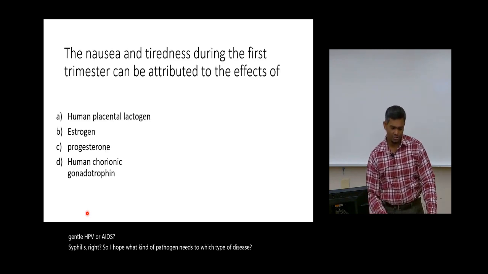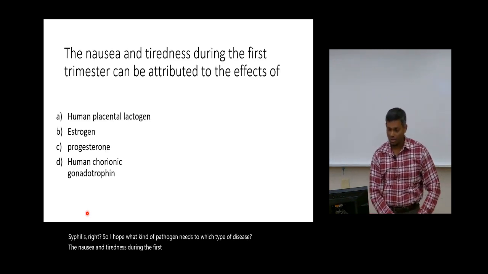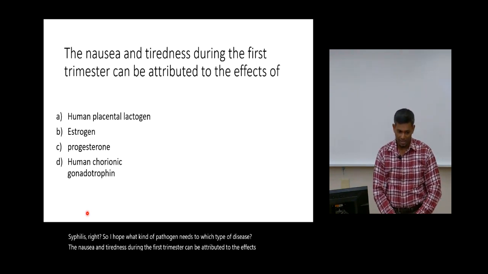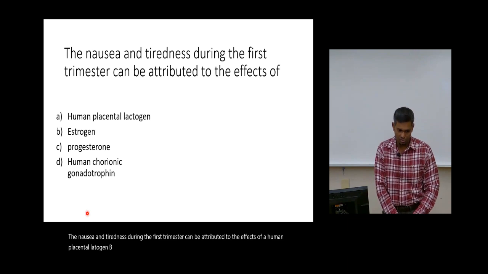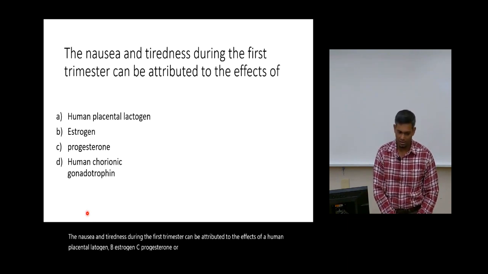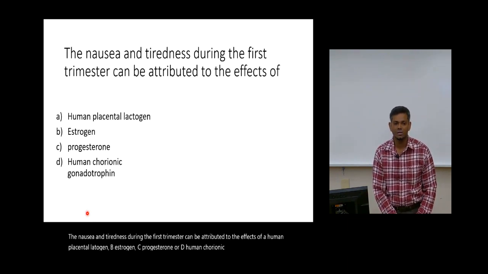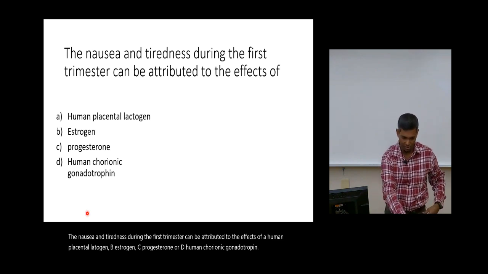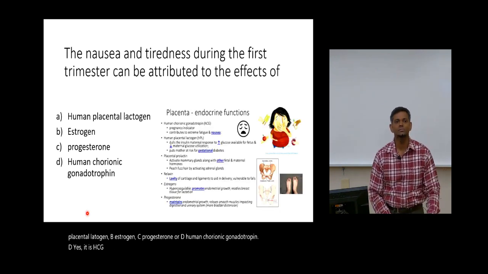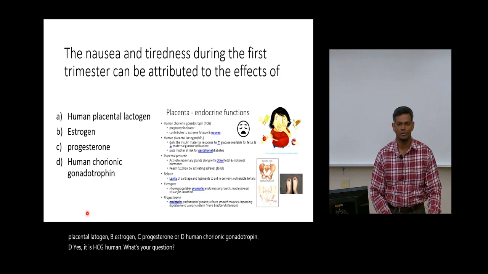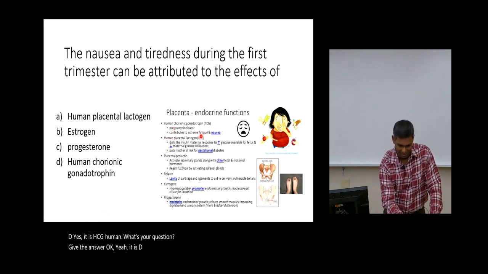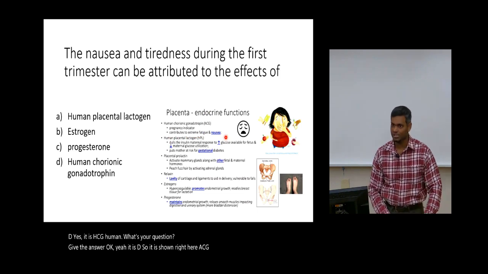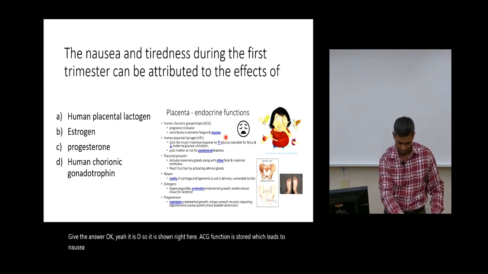The nausea and tiredness during the first trimester can be attributed to the effects of A, human placental lactogen, B, estrogen, C, progesterone, or D, human chorionic gonadotrophin. D, yes, it is HCG, human chorionic gonadotrophin. What's your question? Oh, you're giving the answer, okay. Yeah, it is D. So it is shown right here. HCG function is which leads to nausea and tiredness as well.